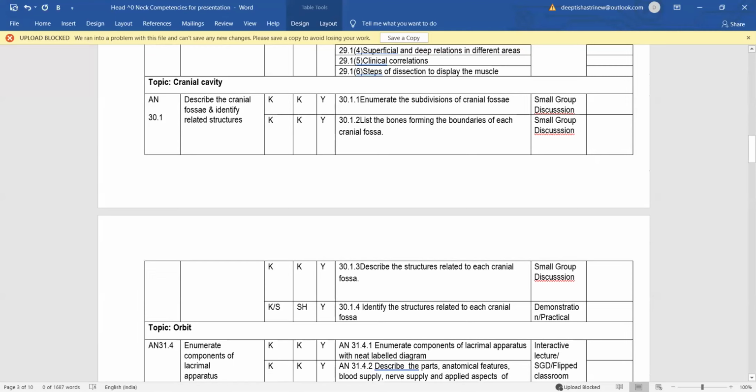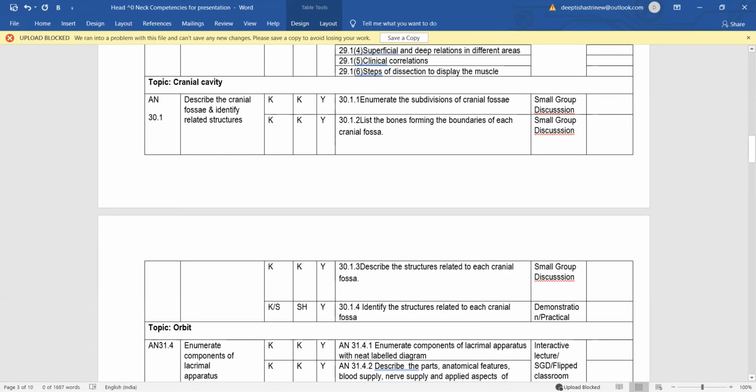If you look at the construction of these particular SLOs, for example, 30.1.3 and 30.1.4, describe the structures related to each cranial fossa. This is similar to describe structures related as a competency. So it will be very open. At least I think we should try and narrow the SLOs down. This is very, very broad. Same way for 30.1.4, identify the structures related to each cranial fossa.